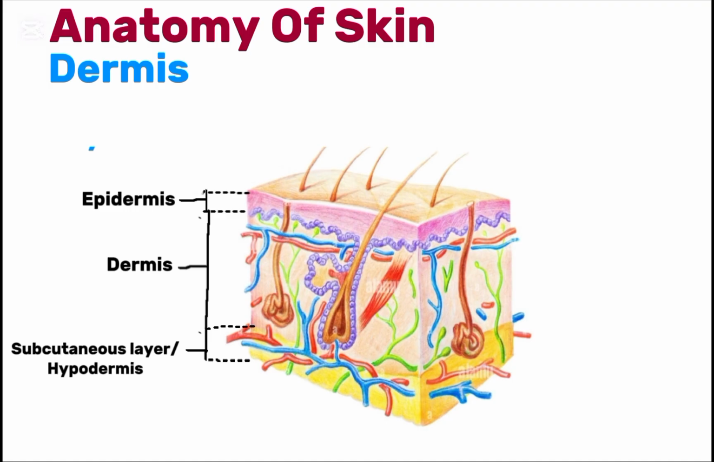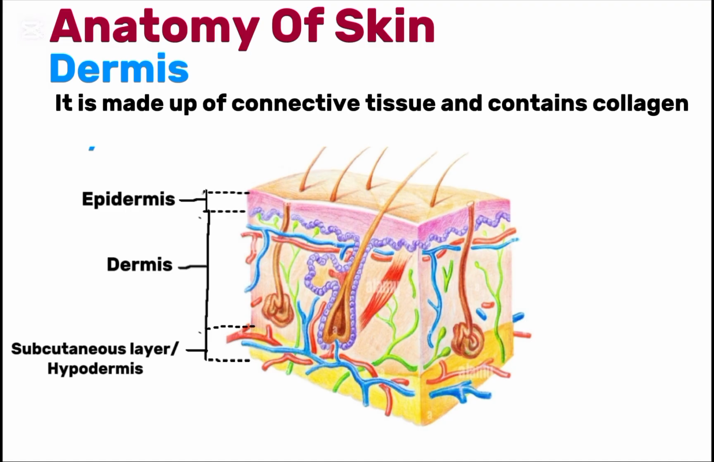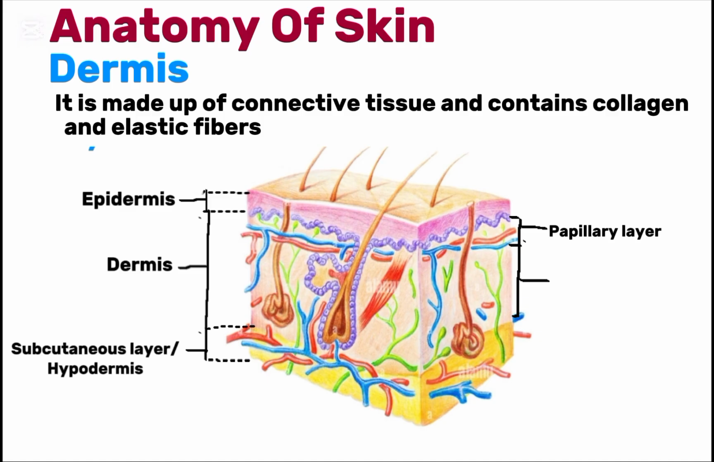Dermis is elastic and tough. It is made of connective tissue and its matrix consists of collagen and elastic fibers. It provides strength, elasticity, and nourishment to the skin. It has two main parts: the thin papillary layer, which consists of loose connective tissue, and the thick reticular layer, which consists of dense connective tissue.